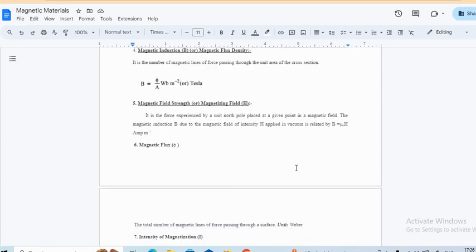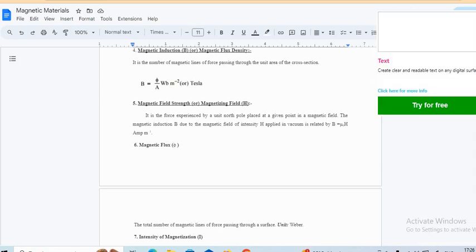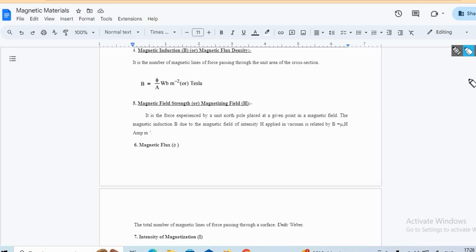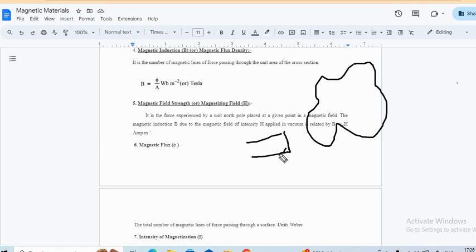Now, what is the field strength? Magnetic field strength is considered as the applied field. Think about a certain magnetic material. You apply some external field over it, so some number of lines of force try to pass through this material. So you have some applied field there, H.